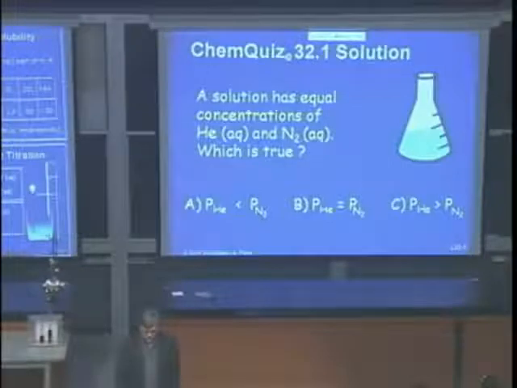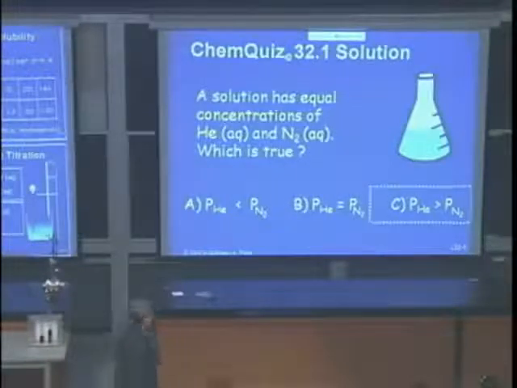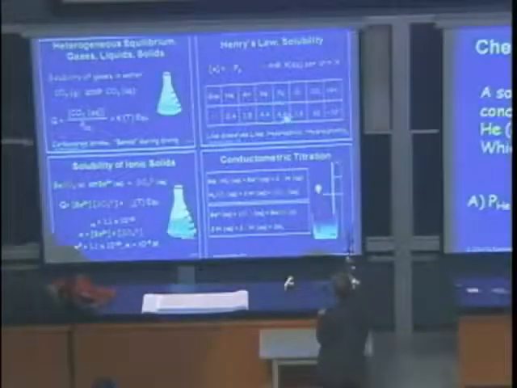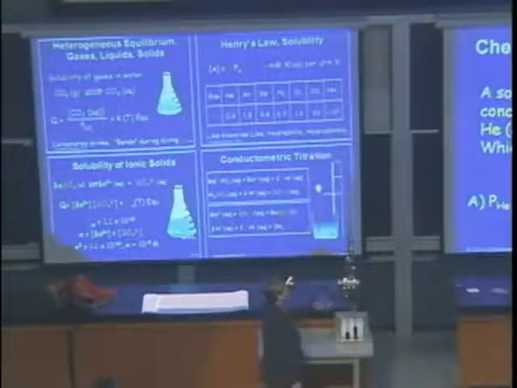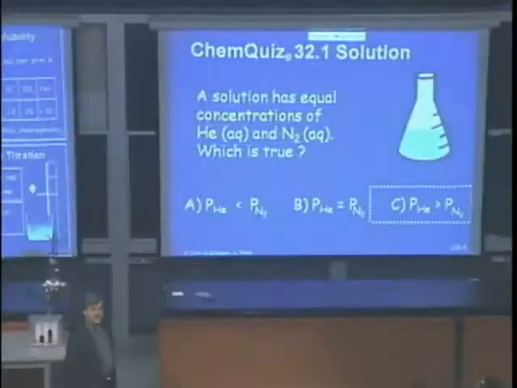The solution is all of this here, so I have to explain it to you. If you have 1 atmosphere here, you have 0.7 moles per liter of nitrogen and 0.4 moles per liter of helium. Okay? Helium is monoatomic, nitrogen is diatomic. It really doesn't matter in this case.